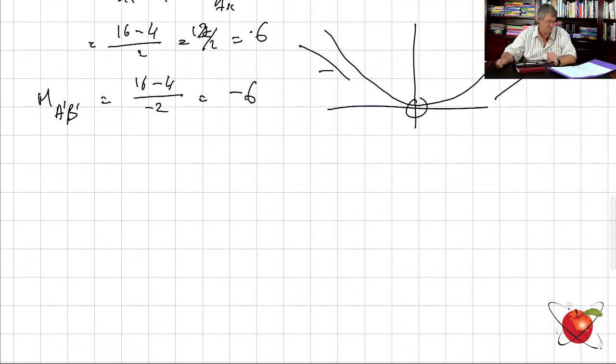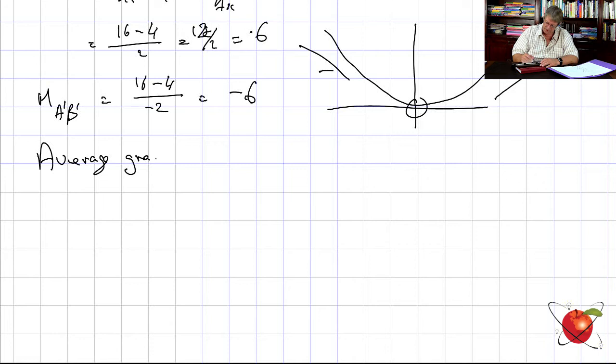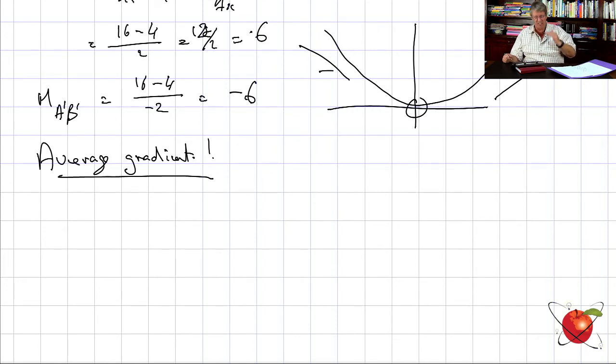So we've got that. The next step is to say, all right, we've got that. Now we call this the average gradient. That's what we term this. It's the average gradient from A to B. What is the gradient actually?